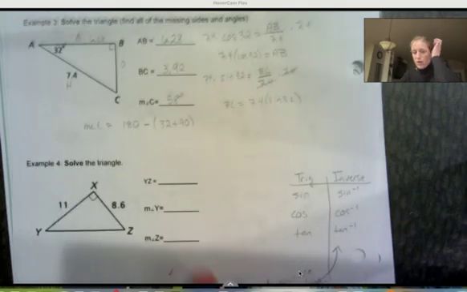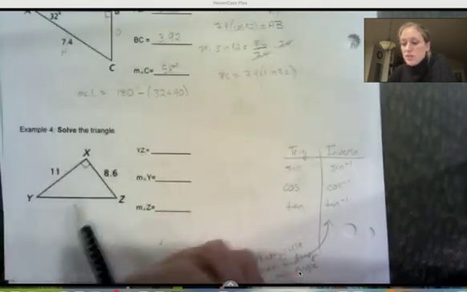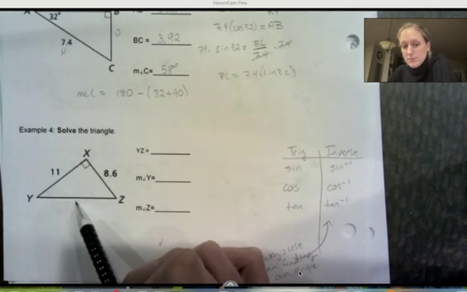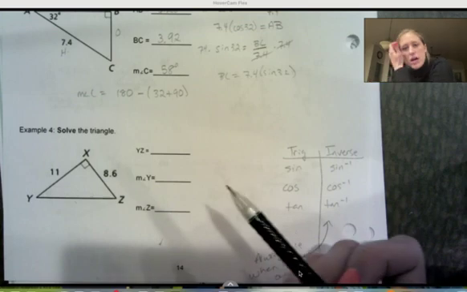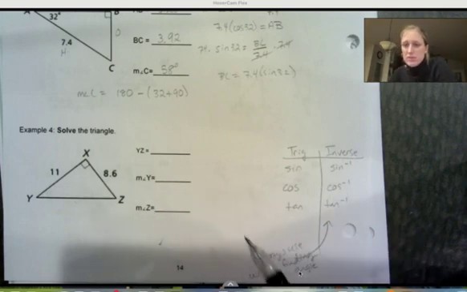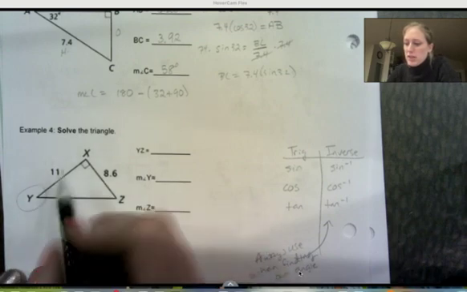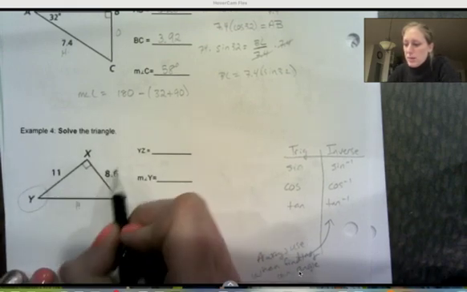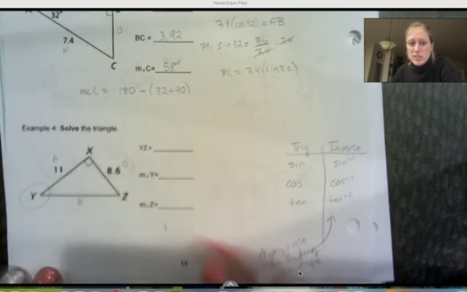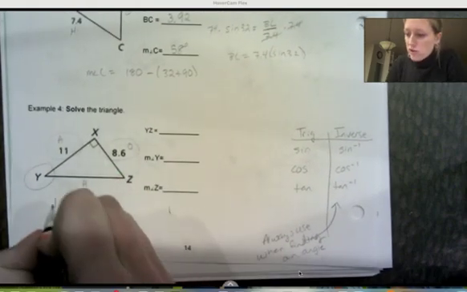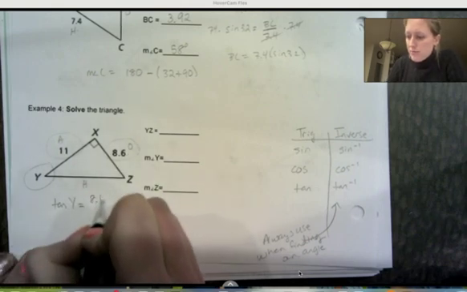Okay, this one, we're asked to solve the triangle. So YZ, I could find this doing Pythagorean theorem right now, or I could find an angle first and then do trig, okay? I'm going to do that just because I prefer it. It's a little bit faster. So I'm going to do angle Y first. So then here's my hypotenuse, opposite, adjacent. So if I do opposite and adjacent, that's going to be tangent. So I'm going to do tangent of angle Y equals 8.6 over 11.